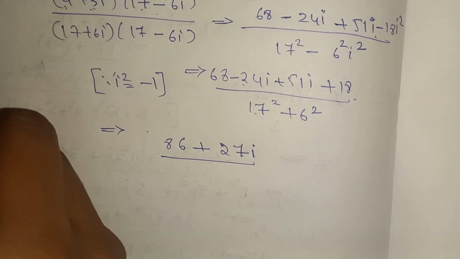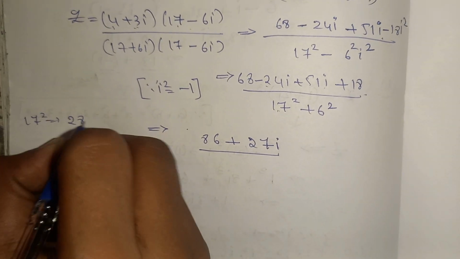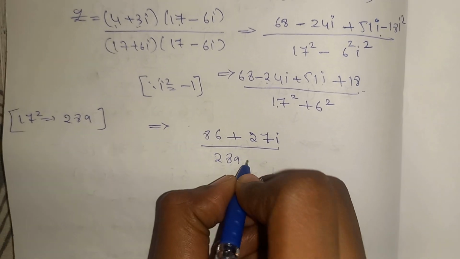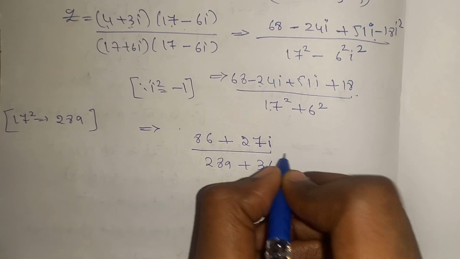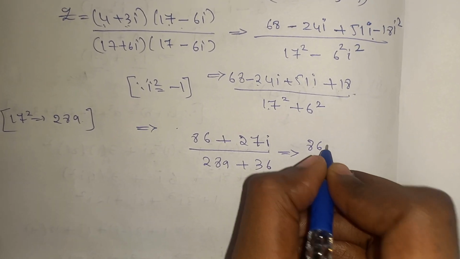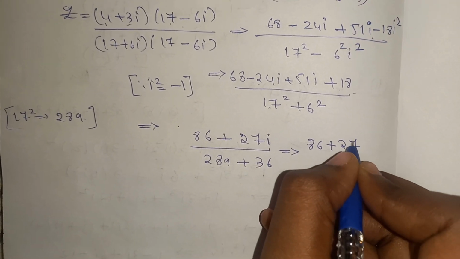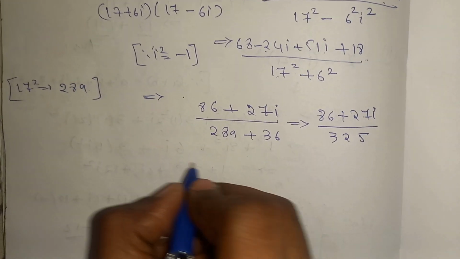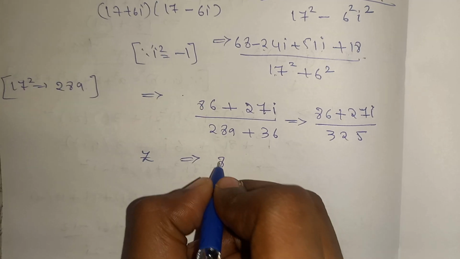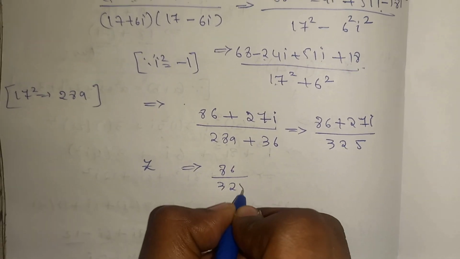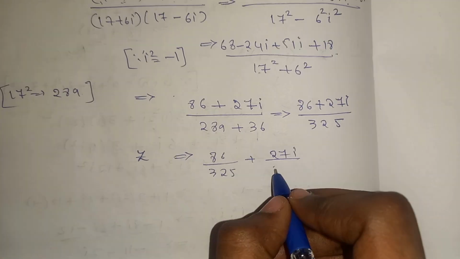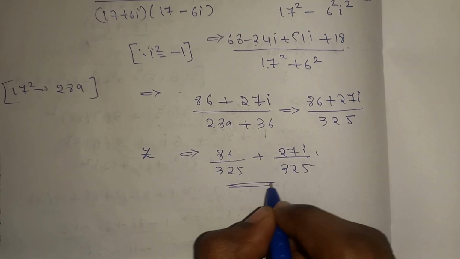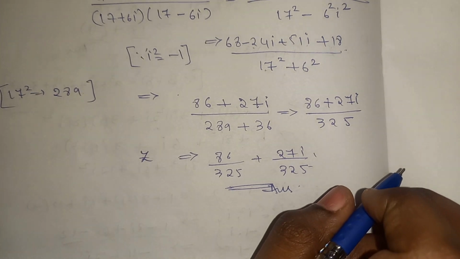17 square is nothing but 289. Substituting it, we get 289 plus 6 square is nothing but 36. Now this is equals to (86 plus 27i) by 325. Therefore z is equal to 86 by 325 plus 27i by 325. This is the final answer.